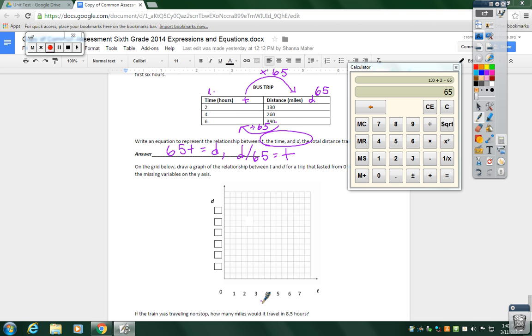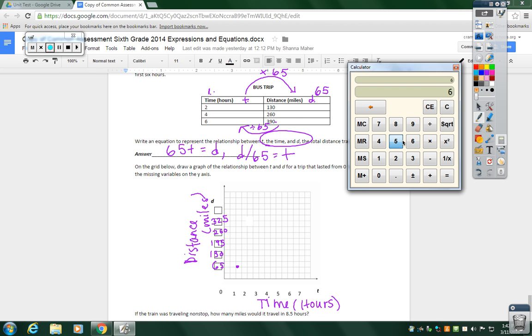I can't tell you how many people did not put time in hours, distance in miles here. Okay, now they say, okay, 1 hour, that should have been 65 miles. 2 hours should be 130, 195, 260, 325.